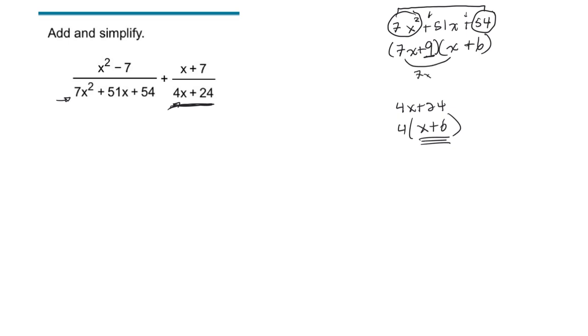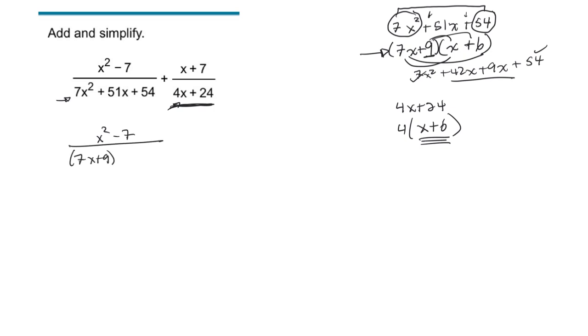7x squared. 7x times 6 is 42x. And then 9 times x is 9x. And 9 times 6 is 54. So I know I got the first and the last right. And then these two, when you add them, you do get 51. So that means this is the right factorization. So let's rewrite our question as (x squared minus 7) over (7x plus 9)(x plus 6).